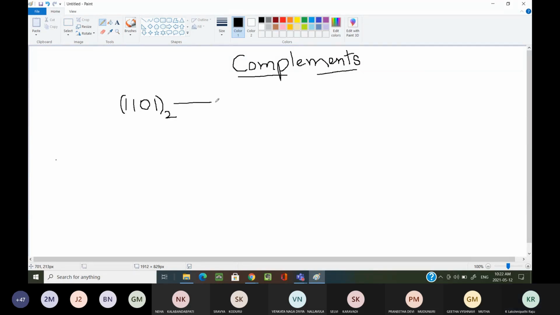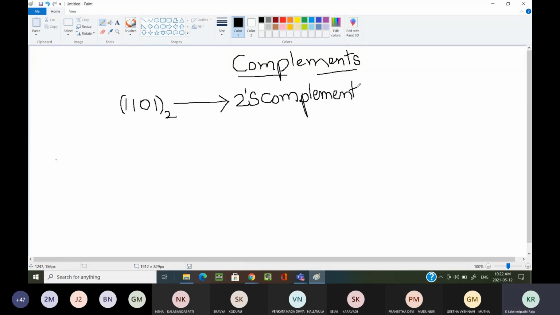Base 2. If it is a binary number, R's complement means the 2's complement. Calculate the 2's complement of the given number. Are you following, everyone? Don't hurry, just wait. I can do one problem, and the remaining you can do.